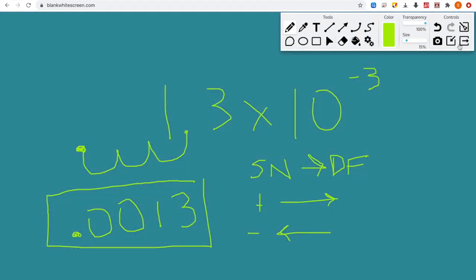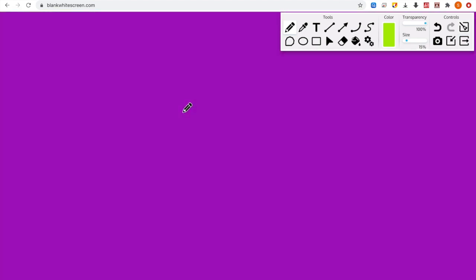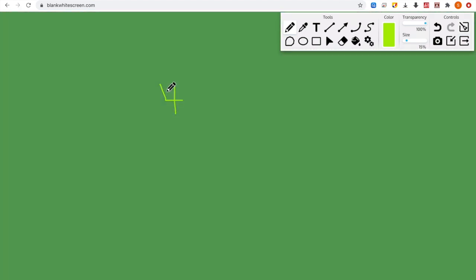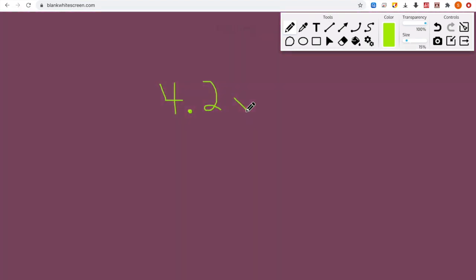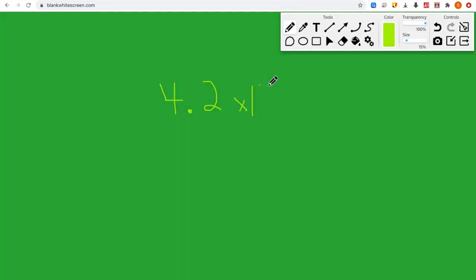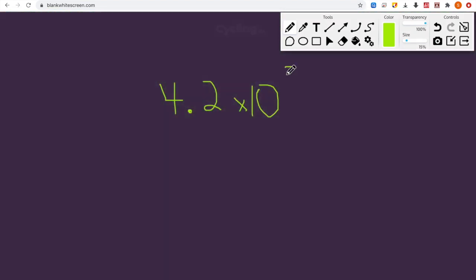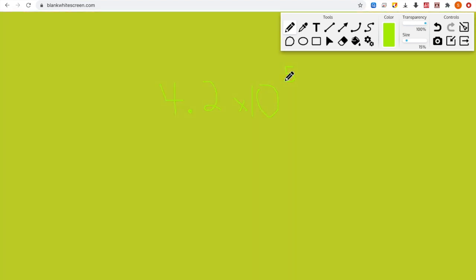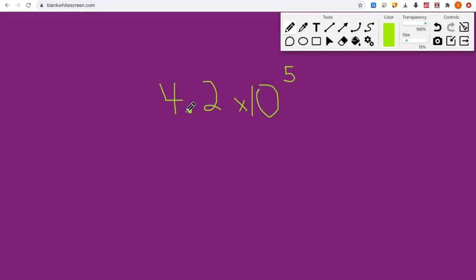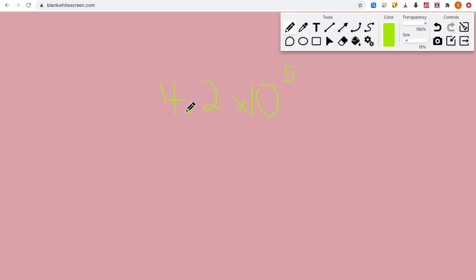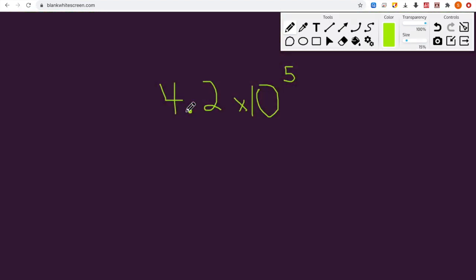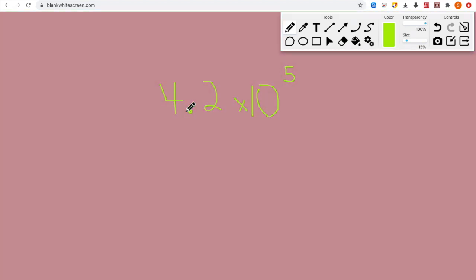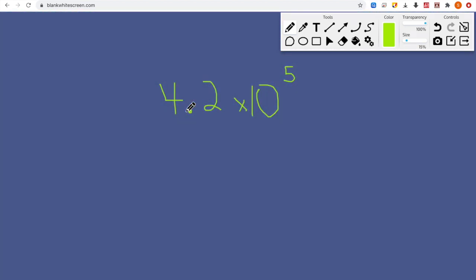So we're going to do another example. I'm just going to make up a number. We'll do 4.2 times 10 to the 5th power. So once again, notice I have exactly one number in front of the decimal, because if it's in scientific notation already, that's how it has to be. So now I know I'm in scientific notation and I'm turning it into decimal form.